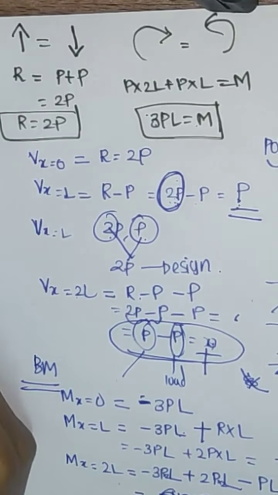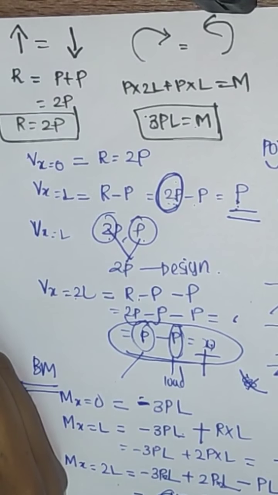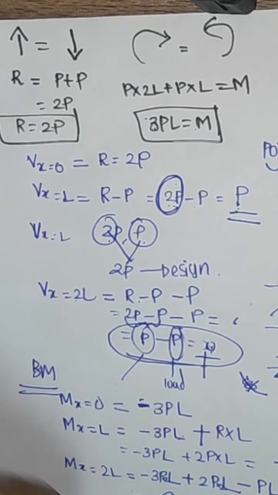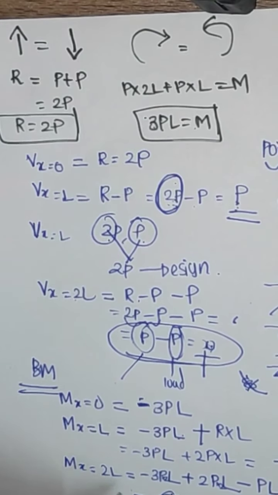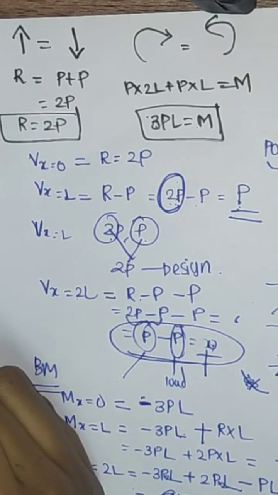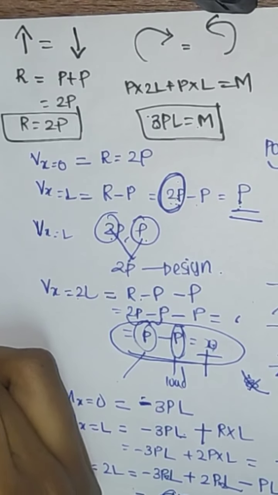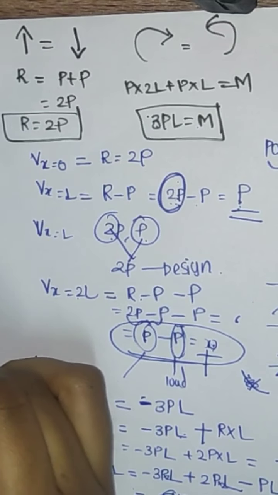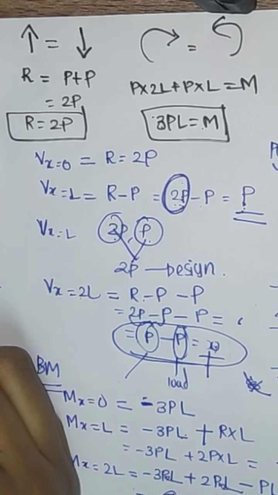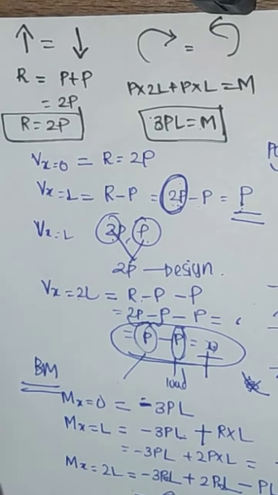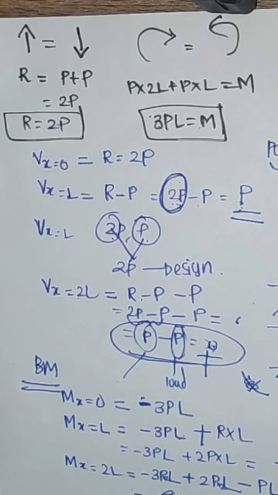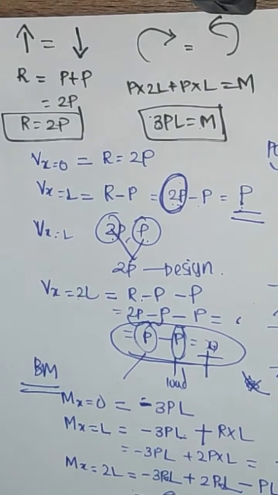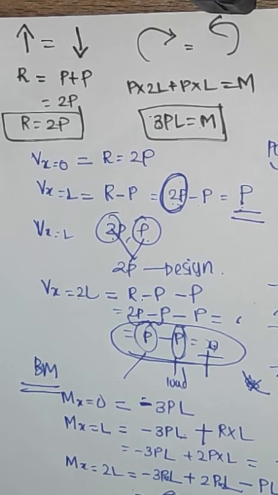For drawing, at x equal to 0 the bending moment is minus 3PL, at x equal to L it is minus PL, and at x equal to 2L it is 0. To know the variation: here the shear force is constant, so the bending moment will have a linear variation. I have drawn this linear variation. Here there is a vertical strip. The reason is that there is a concentrated couple here.